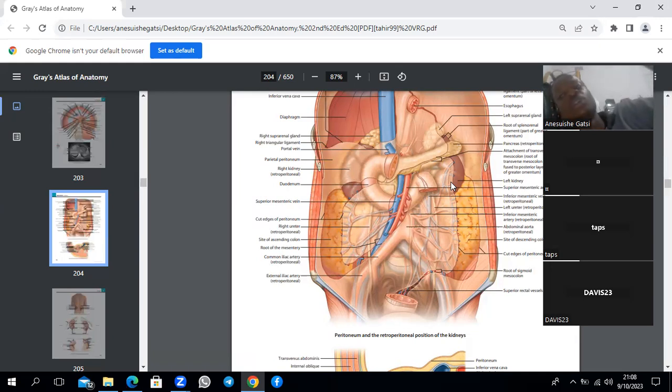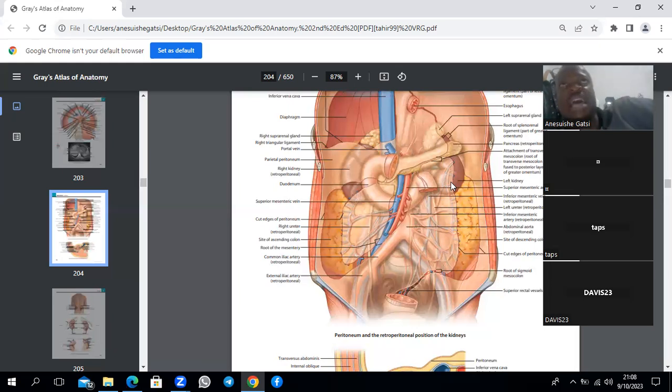They will never form associated with the peritoneum. For example, the pancreas initially starts intraperitoneal, then becomes secondarily retroperitoneal. The kidneys start off as being retroperitoneal, then they end as being retroperitoneal.